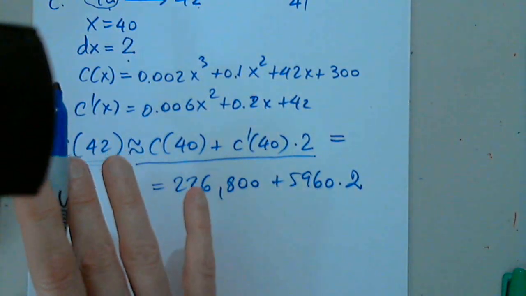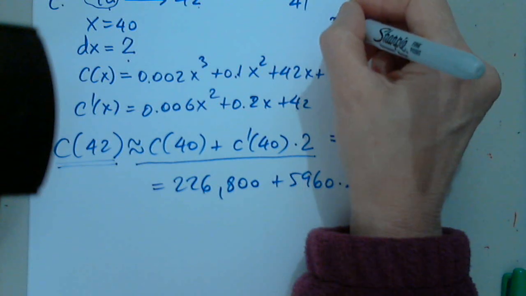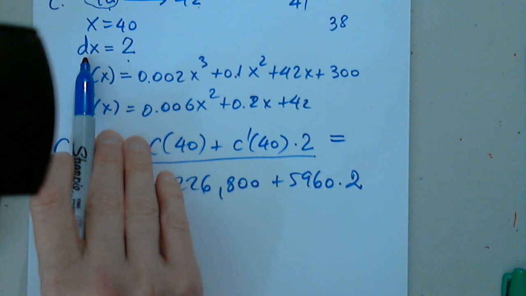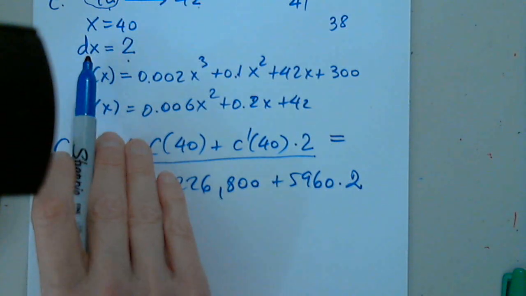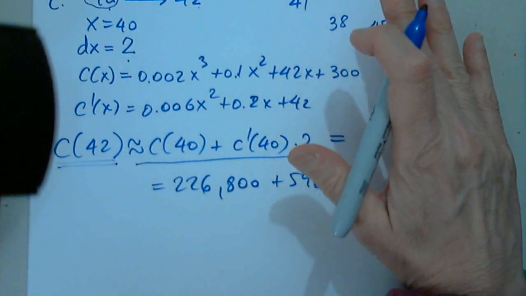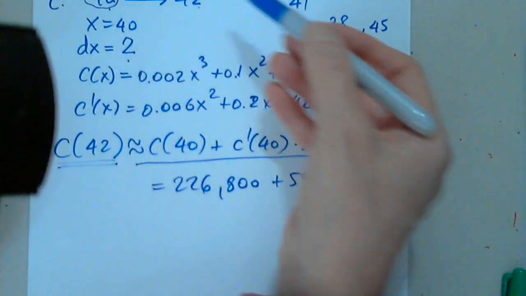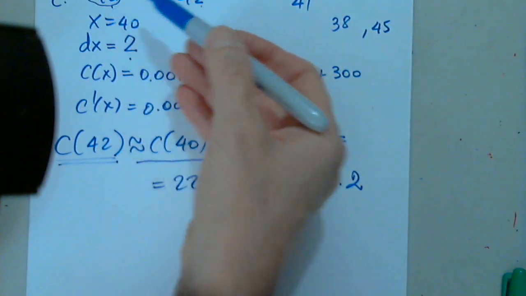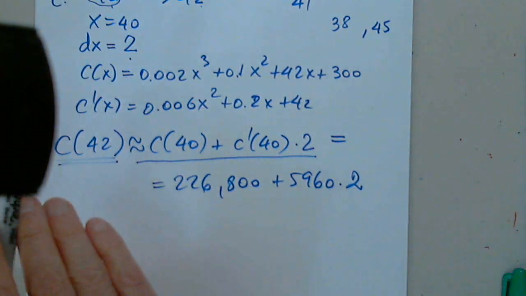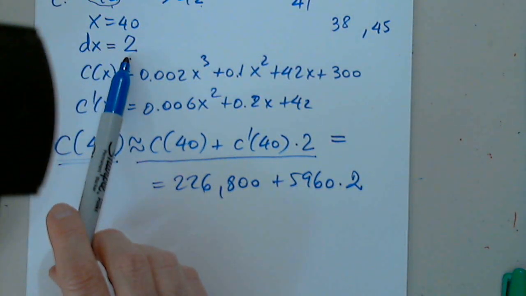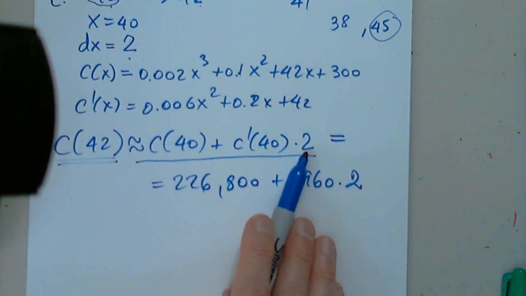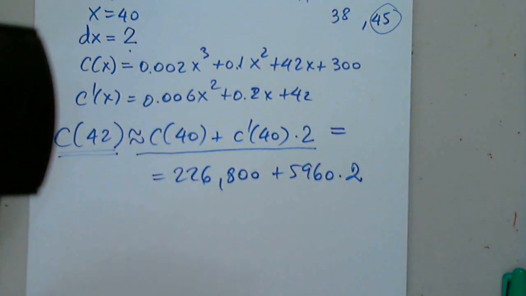Careful now, I don't want to be too far away from 42, but what if I want to produce 38? Careful, what will delta x be? That will be negative 2. What if all of a sudden I want to produce 45? Again, the error will probably be a little bit bigger because I am 5 units away from 40, and I want to be close. But what will change in this whole thing with 45? This will be 5, and this will be 5. And that's it. Now let's calculate this.